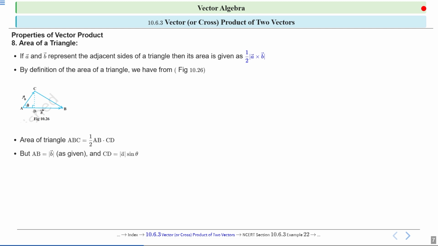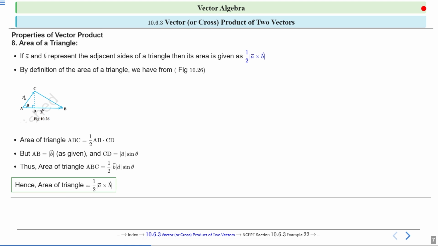But AB vector is basically B vector, and CD vector is basically magnitude of A vector sine theta, right? Thus, area of triangle ABC will be 1 by 2 magnitude of B vector into magnitude of A vector into sin theta. Hence, we can summarize the area of triangle formed by the vectors A vector and B vector is basically 1 by 2 into magnitude of A vector cross B vector, right? So this shows how the cross product gives us a direct way to calculate the area using vectors.